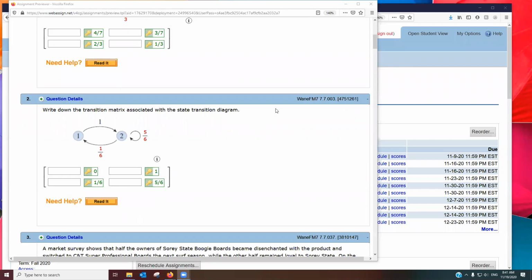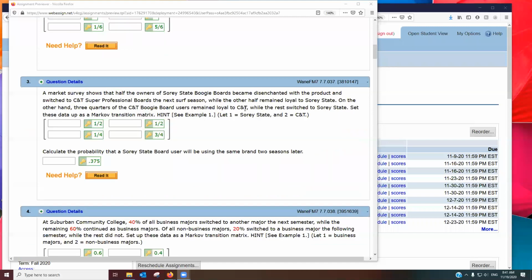How about if we go back, let's do number 3. All right, so folks, a good first step for any of these kinds of problems is to write out the diagram, because if you can write out the diagram, then you can translate that into the transition matrix. Now what they're telling me here is think of state 1 as being this Sorry boogie board, and state 2 is the C&T board. So let me draw that diagram. State 1 is Sorry, and state 2 is this C&T board.